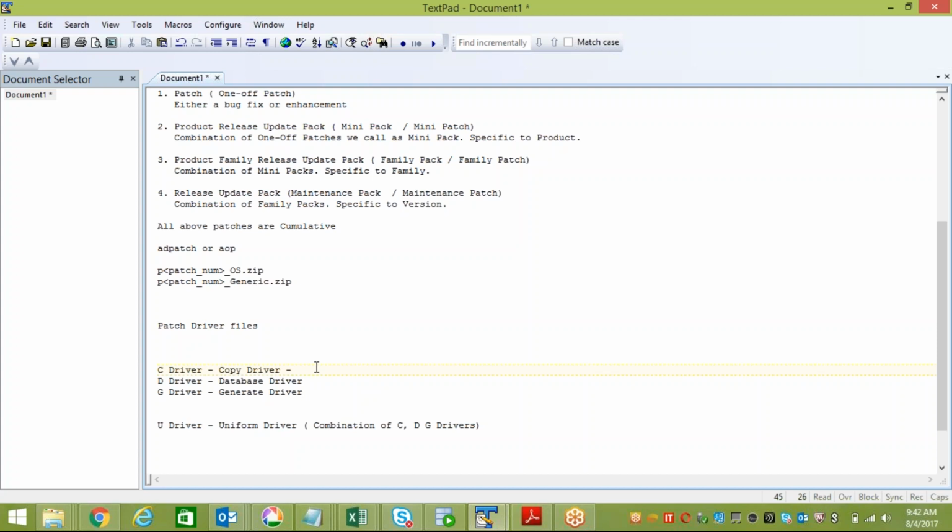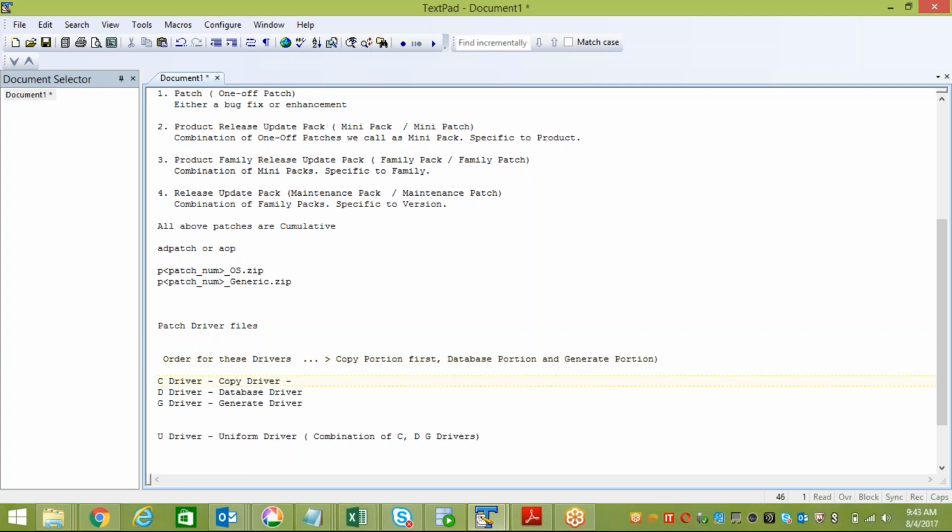would be asking you to provide the driver name. You can't provide three driver file names at a time. So first, the copy driver. This order needs to be followed: the copy portion first, the database portion next, and then the generate portion.